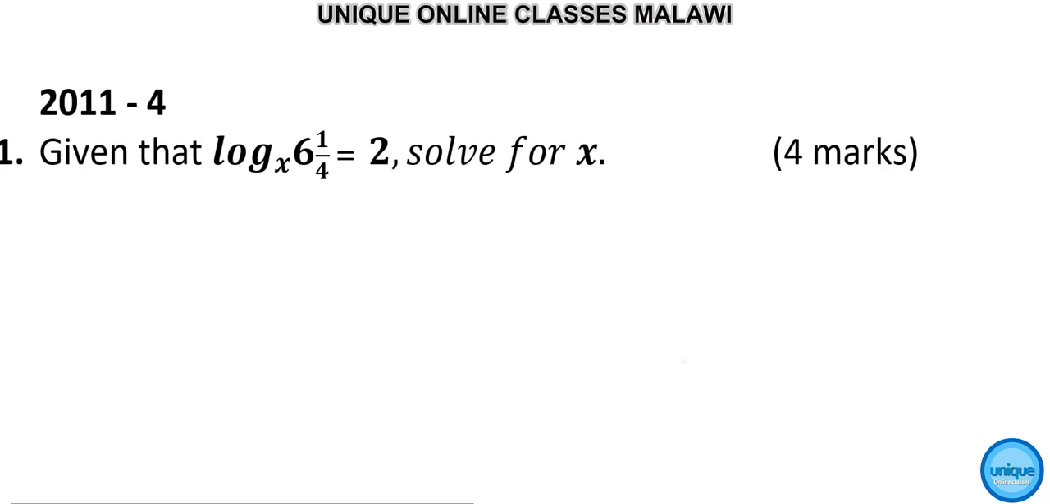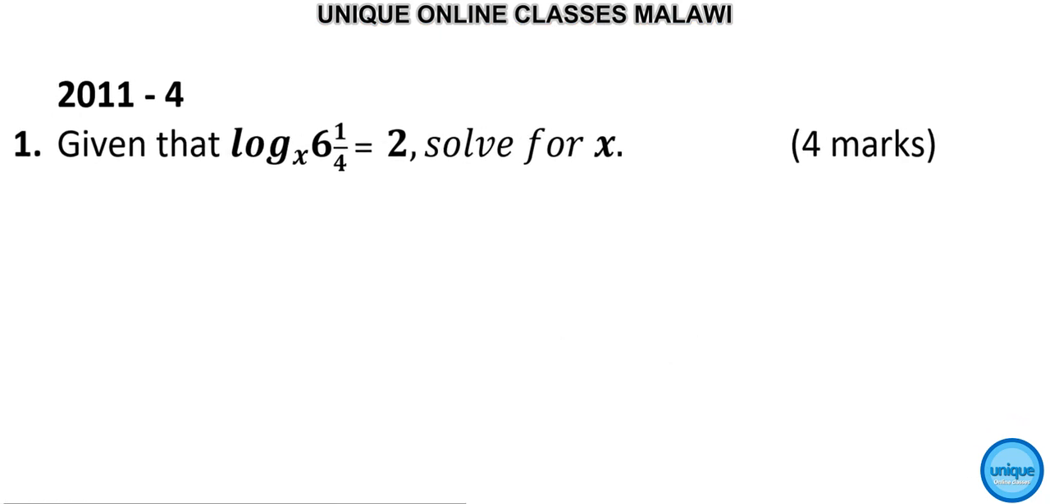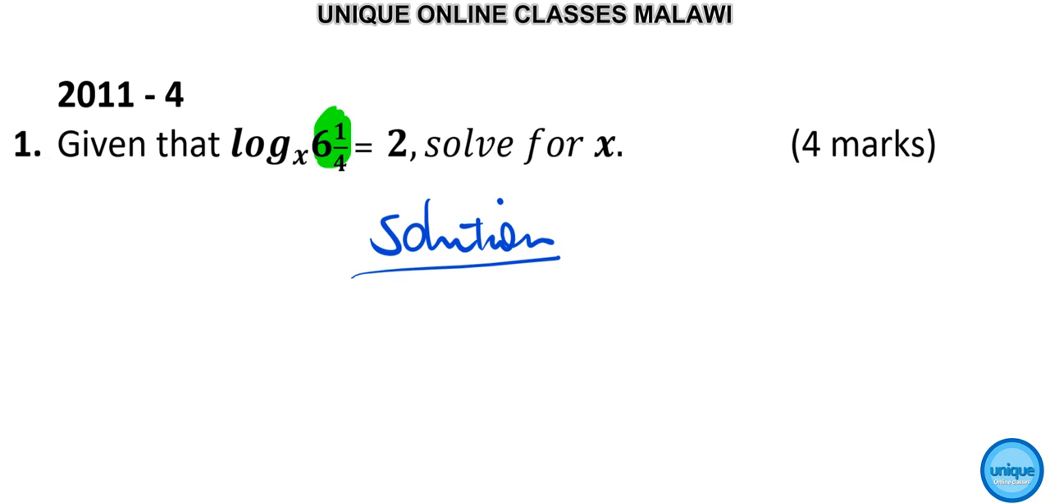So our first example says: given that log of 6 1/4 base x is equal to 2, solve for x. That question was asked in 2011, it was question number 4, and it carries 4 marks. So how can we do it? Solution: first, we need to change this mixed number into an improper fraction.